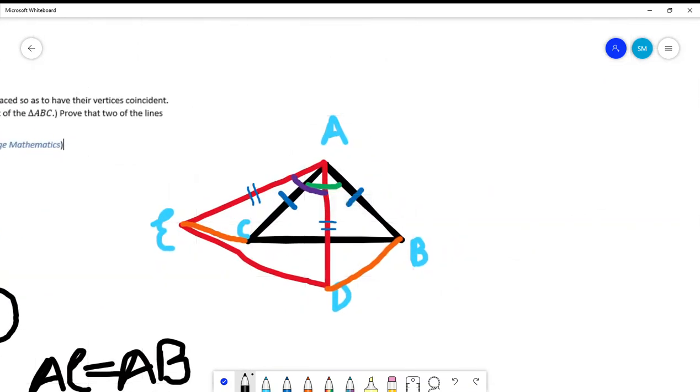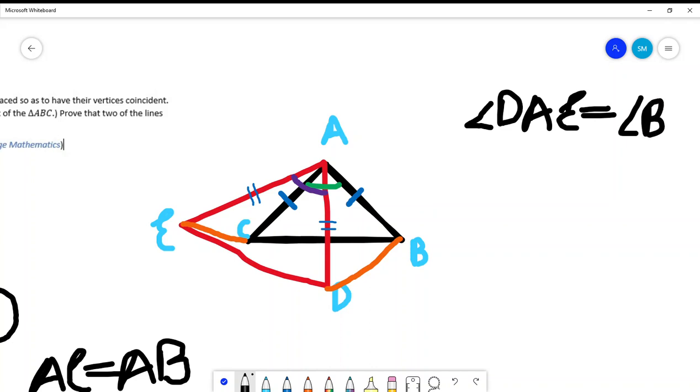angle DAE equals angle BAC. But you see that they have a common part in between them, which is DAC. So we'll try to remove it from both the sides.